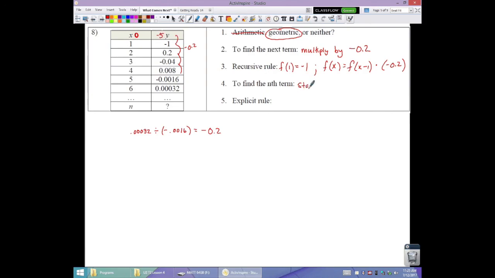So start with negative 5, then multiply by negative 2/10 n times. Our explicit rule will need to be in exponential form. f of x equals 0th term times the multiplier raised to the x power.